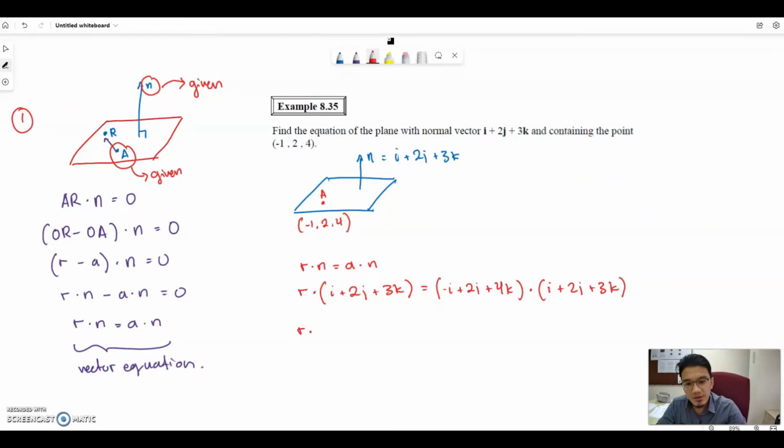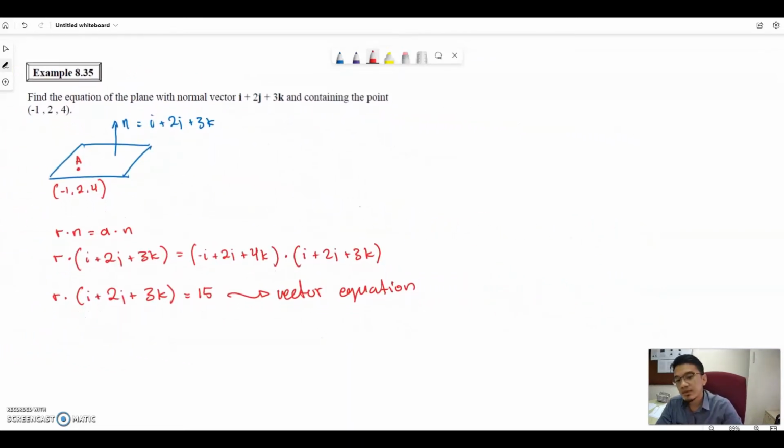So r dot n equals, you have to do the dot product for this side, so it will be equal to 15. So this is the vector equation of a plane. Remember that it starts from r dot n equal to a dot n.